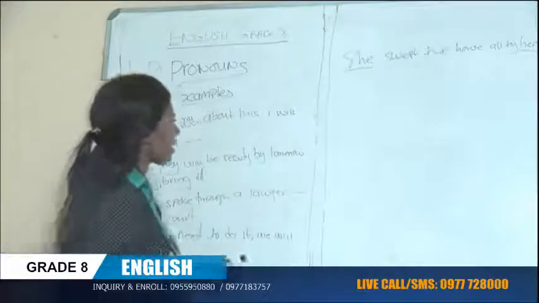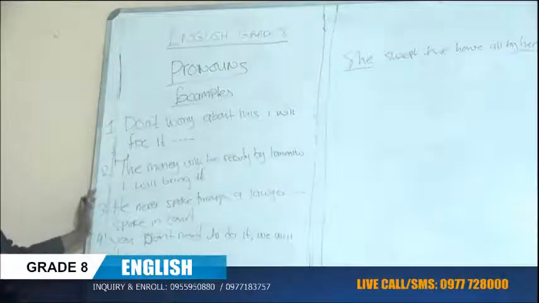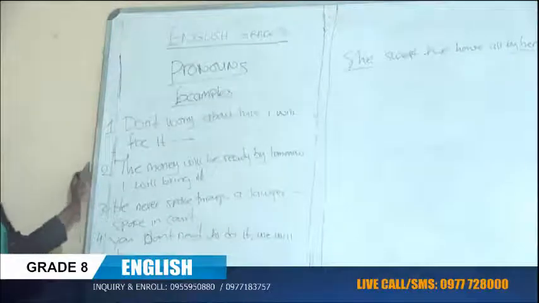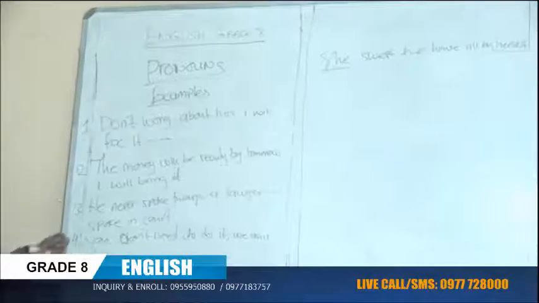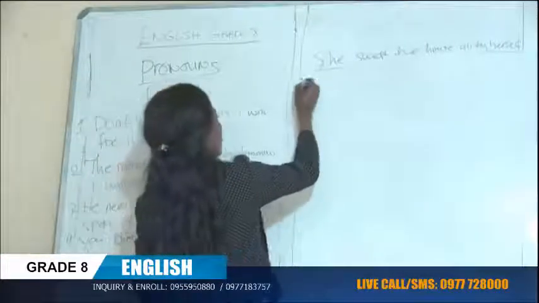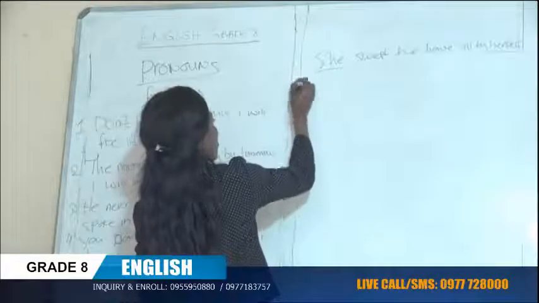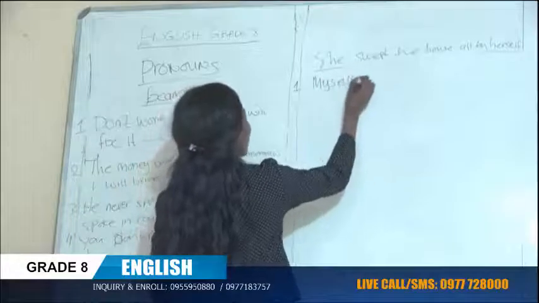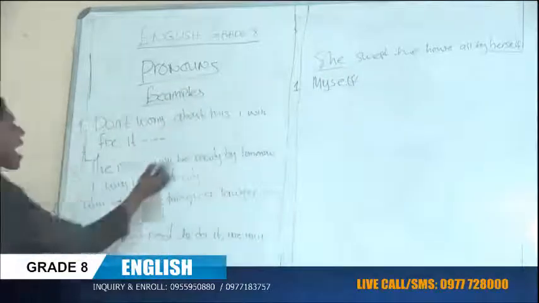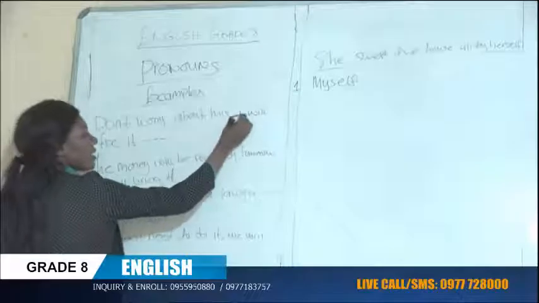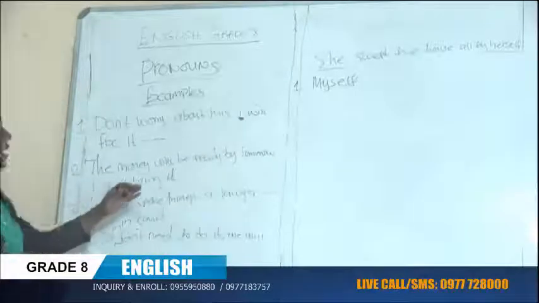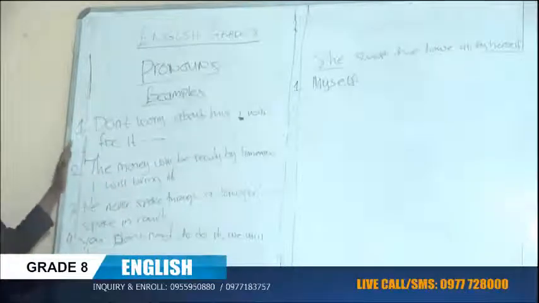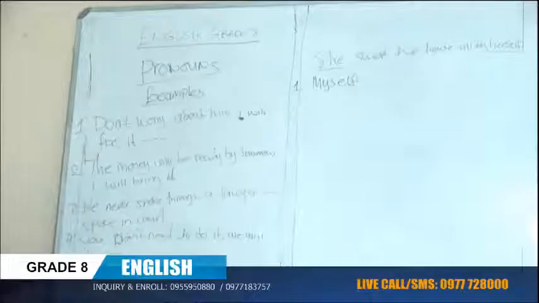Okay, so take a note. We look at the first example. Don't worry about this. I will fix it. So the reflexive pronoun we're going to add to this example is... the answer for example number 1 is myself. I is a pronoun. Then we're going to replace I with a reflexive pronoun, myself, and it will read, don't worry about this, I will fix it myself.